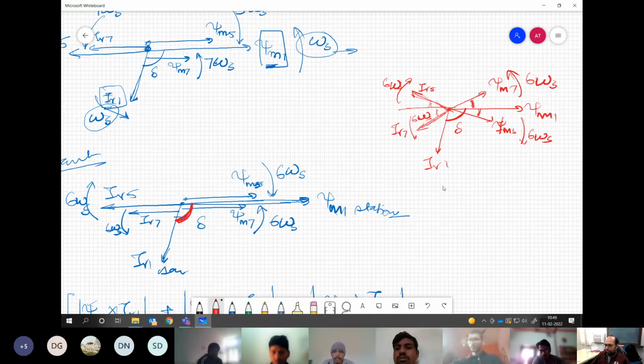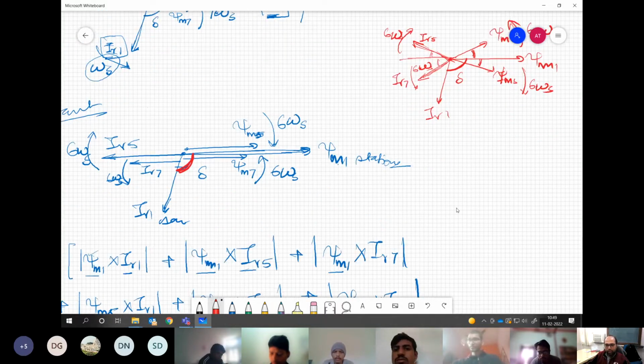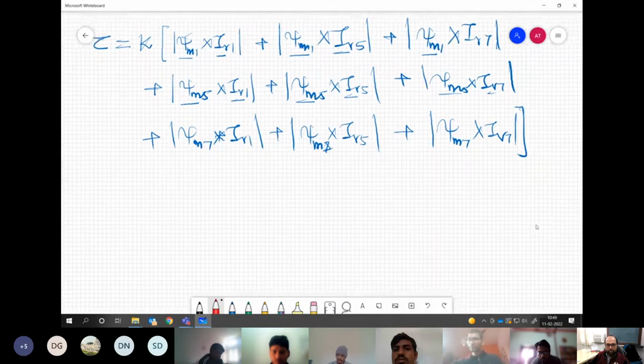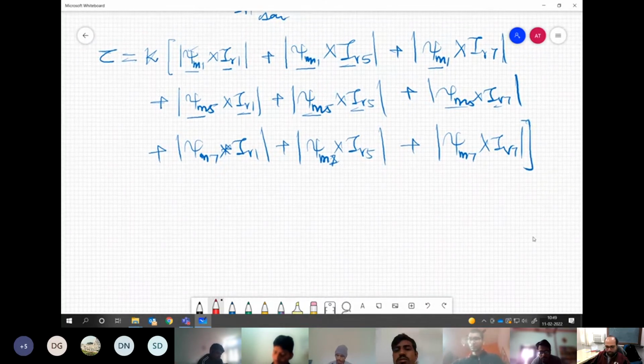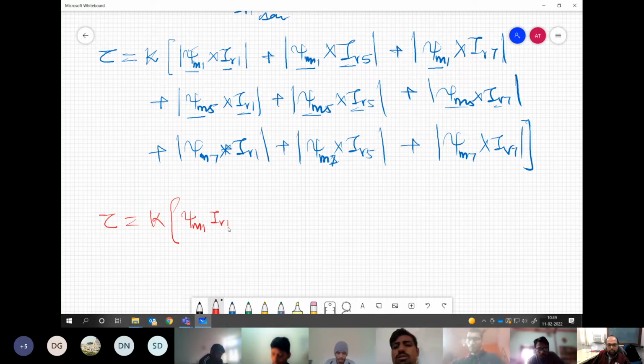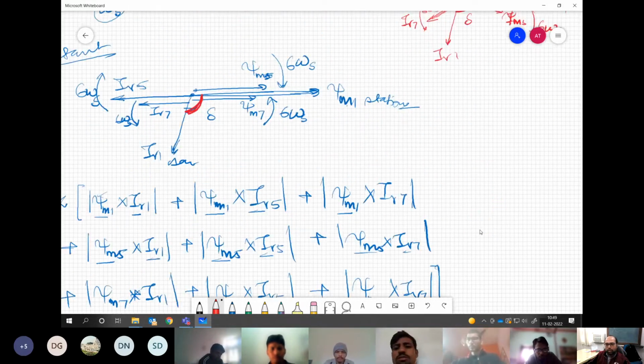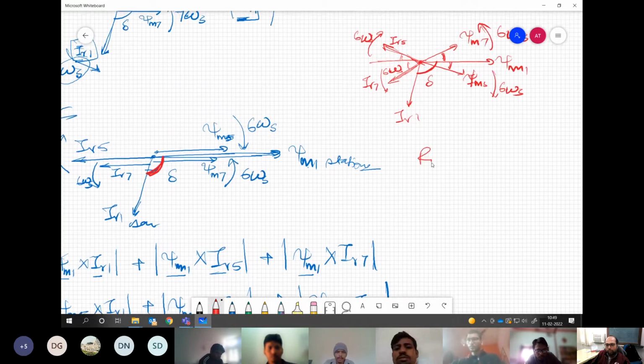Fine? Yes, sir. Okay, so another 10 minutes and you will get the expression for torque. Now, let us solve one by one. K times of psi m1 IR1 cross product. What is the angle? And we are using the right hand thumb rule here. So we follow this.